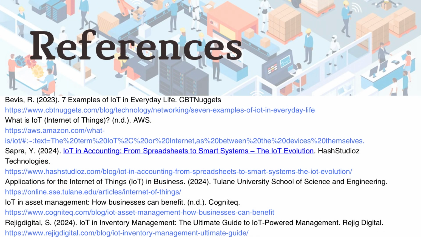In the next slide, we are going to discuss our references. I would like to acknowledge, first, Bevis R from 2023, 7 Examples of IoT in Everyday Life, CBT Nuggets. Next, What is IoT, Internet of Things, from AWS, Amazon.com. Next, we have Sapra Y, 2024, IoT and Accounting: From Spreadsheets to Smart Systems, the IoT Evolution, Studios Technologies. Next, we have the Application for Internet of Things, IoT, in Business, 2024, Tulane University School of Science and Engineering. Next, IoT in Asset Management: How Businesses Can Benefit, from Cognitech. Lastly, we have Rigid Digital, 2024, IoT and Inventory Management: The Ultimate Guide to IoT-Powered Management, by Digital.